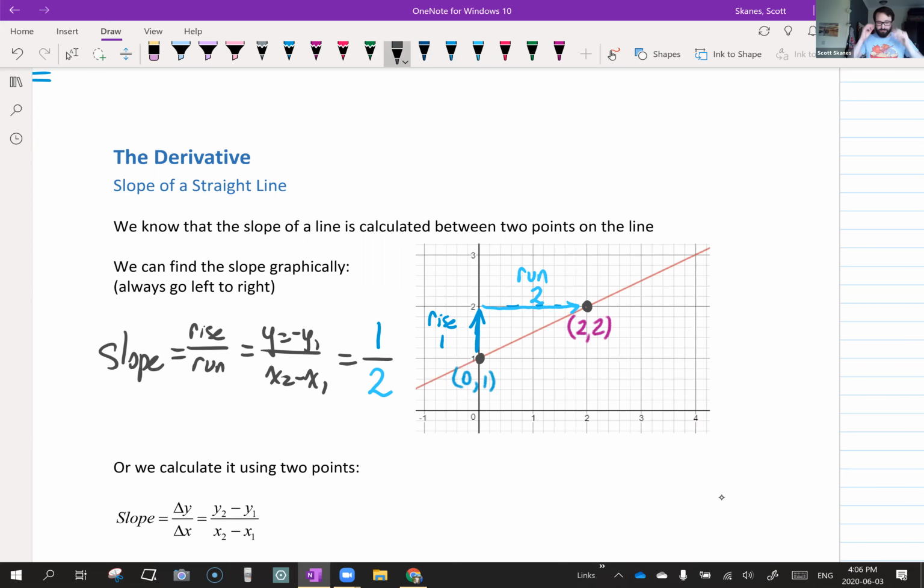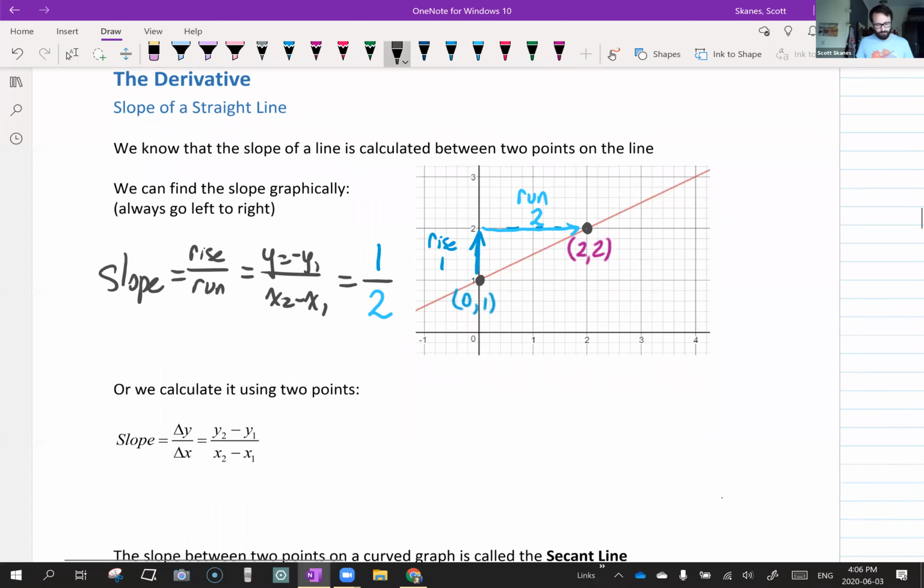So the slope graphically is very simple. Yeah? I hope you'll agree. You've definitely seen it before. No matter what lies you tell me, you've seen this before.